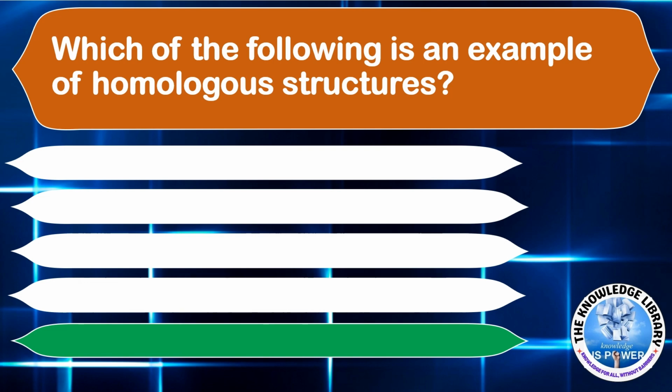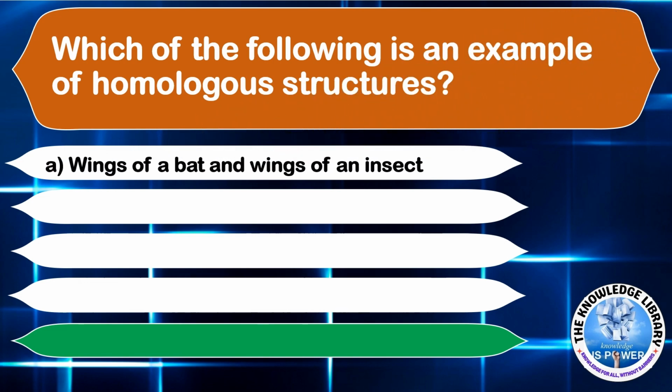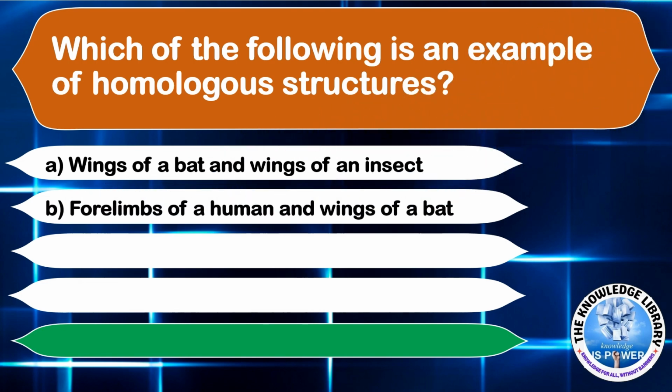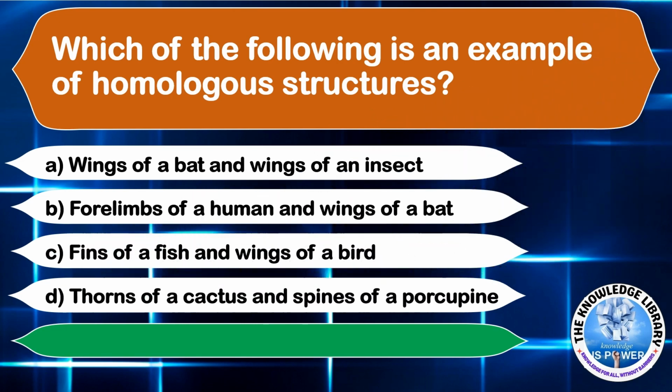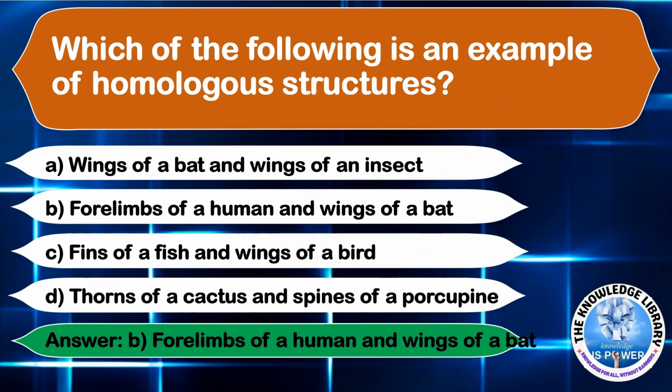The next question is, which of the following is an example of homologous structures? Option A, wings of a bat and wings of an insect. Option B, forelimbs of a human and wings of a bat. Option C, fins of a fish and wings of a bird. Option D, thorns of a cactus and spines of a porcupine. Answer is option B, forelimbs of a human and wings of a bat.